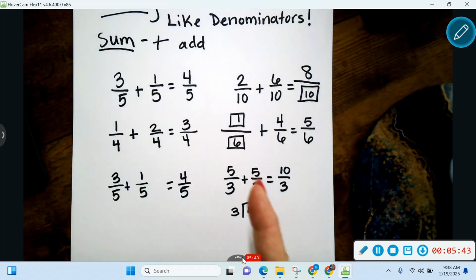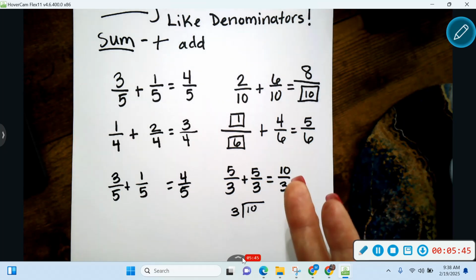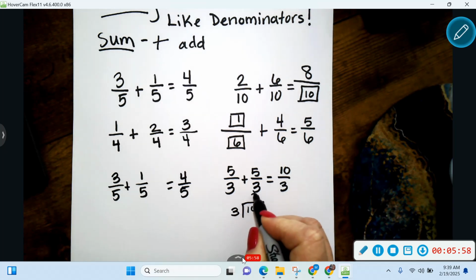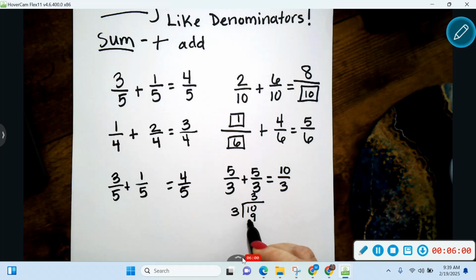3 times 1 is 3. 3 times 2 is 6. 3 times 3 is 9. And 4 times 3 is 12, which is too much, so we need to go back one. So 3 times 3 is 9. Divide, multiply, subtract. How many do we have left over? 10 minus 9. Our remainder is 1.